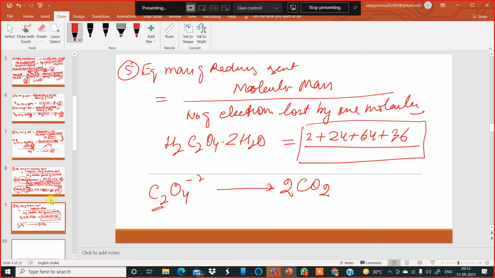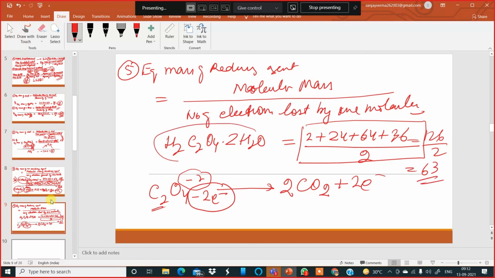Now the number of electrons has to be balanced, because here there is a 2 negative charge and here there is no charge. So I'll put over here plus 2 electrons, or I can put minus 2 electrons on the other side. That means it is lost. So the number of electrons lost is 2. If I simplify this, 90 plus 36 is 126, and 126 divided by 2 gives me 63. So that is the equivalent mass of the reducing agent, which is oxalic acid.